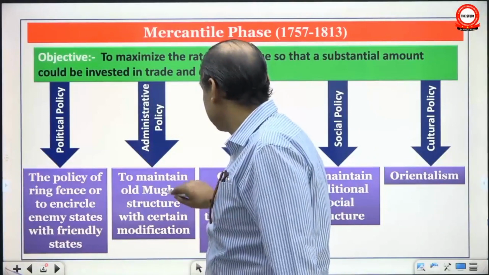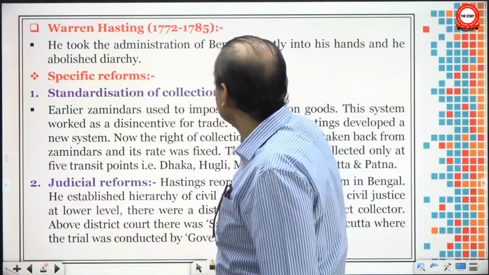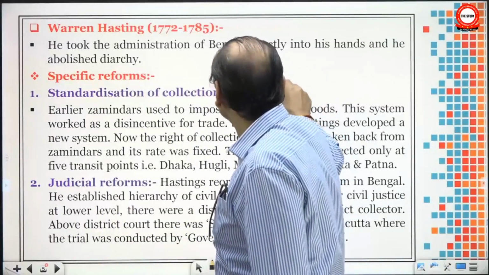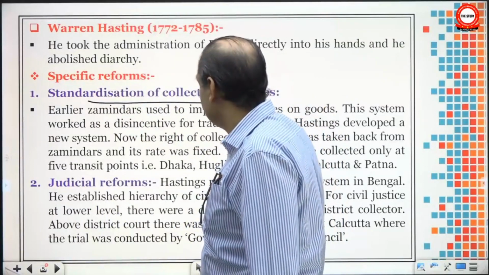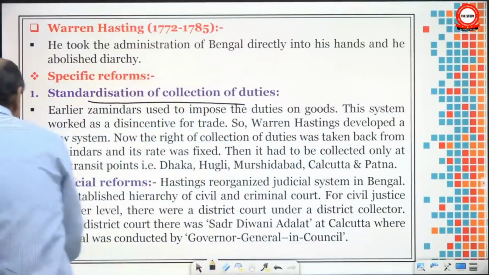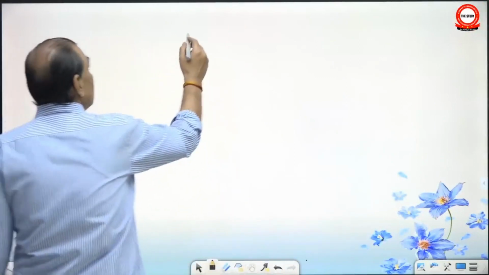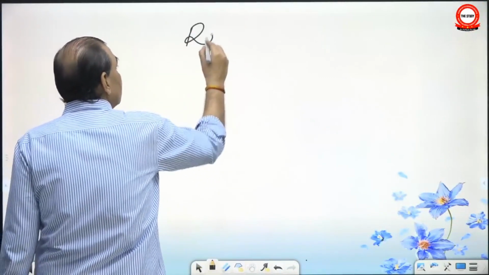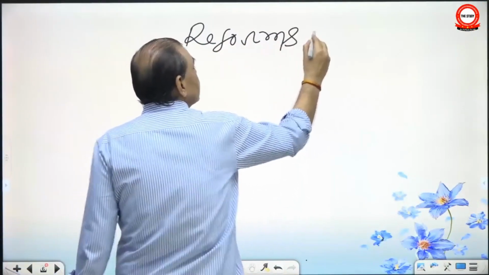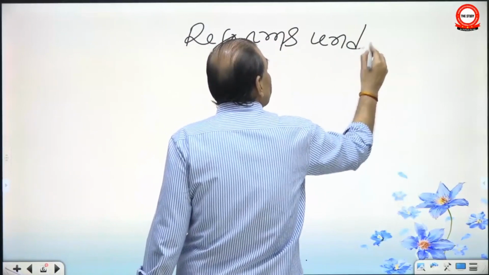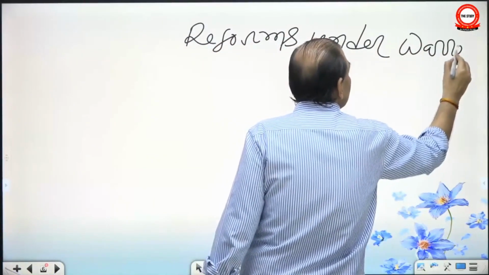This is the diagram, we are just at this point. Warren Hastings took the administration of Bengal directly into his hands and he abolished the diarchy, with specific reforms, the standardization of collection of duties. My students, here I am making it clear, as you have to deal with the topic of reforms under Warren Hastings.